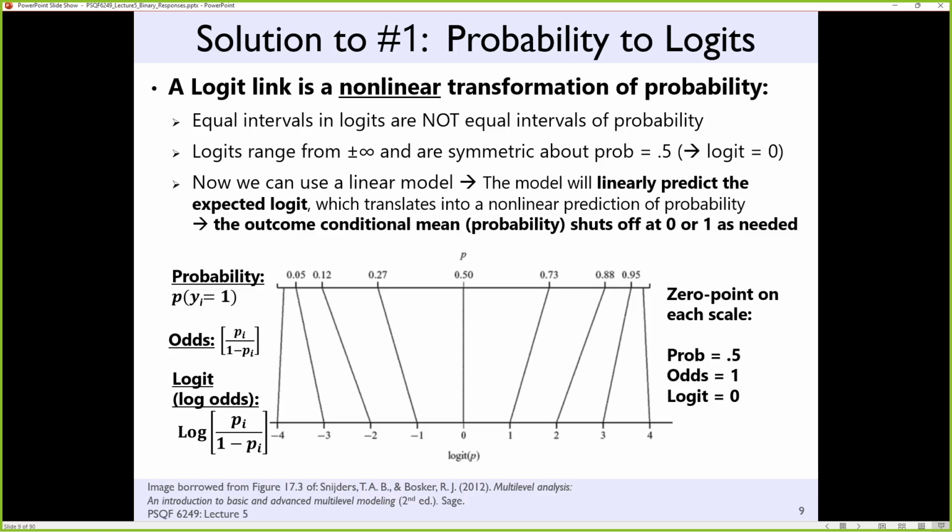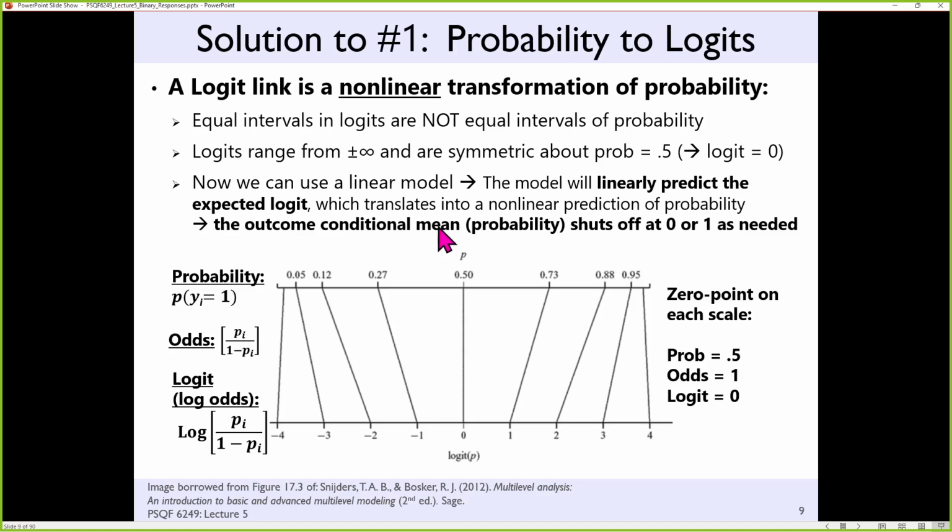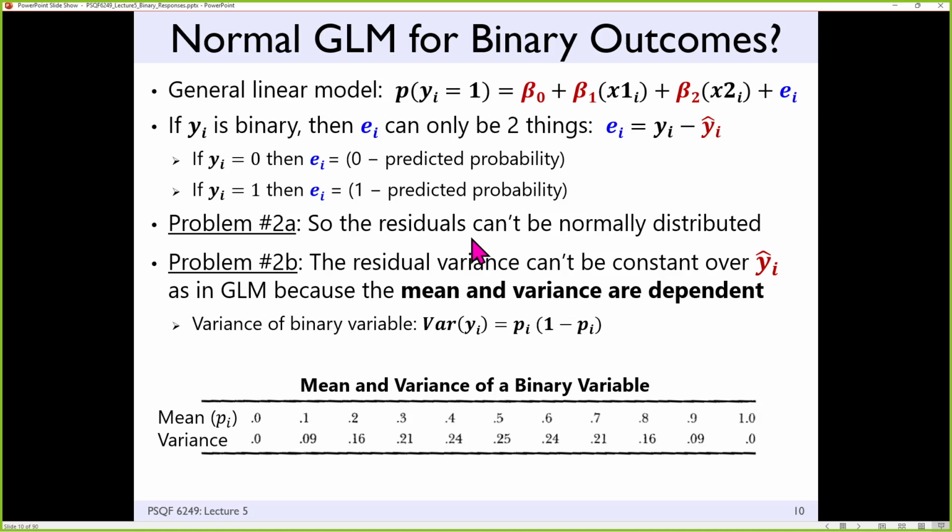So inverse link is to go from this logit unbounded thing back into probability that we know what to do with. Okay, so that only solves one of the problems. The idea of a logit solves the problem that our predicted outcome needs to stay within bounds, but it does not solve the part about residuals can't be normal with constant variance. That's why we need to switch to a different conditional distribution.